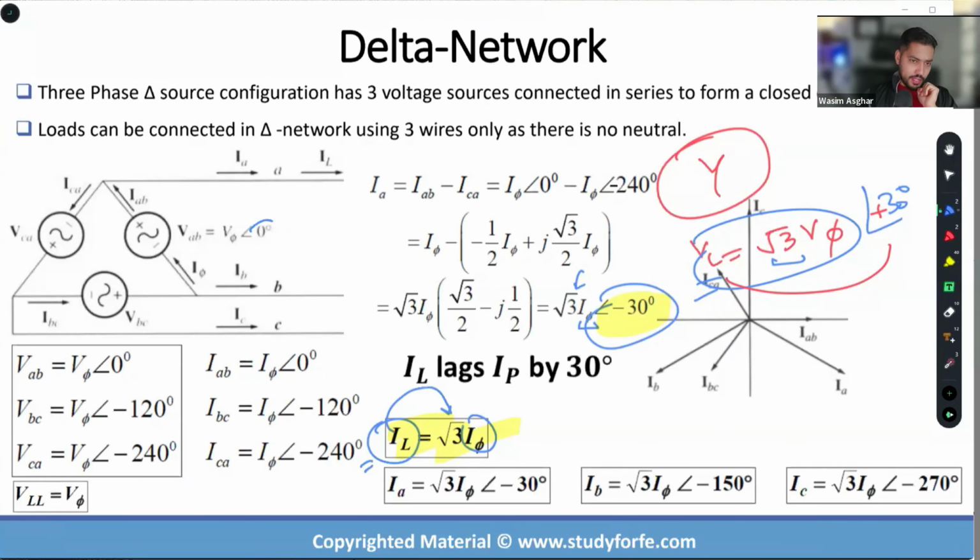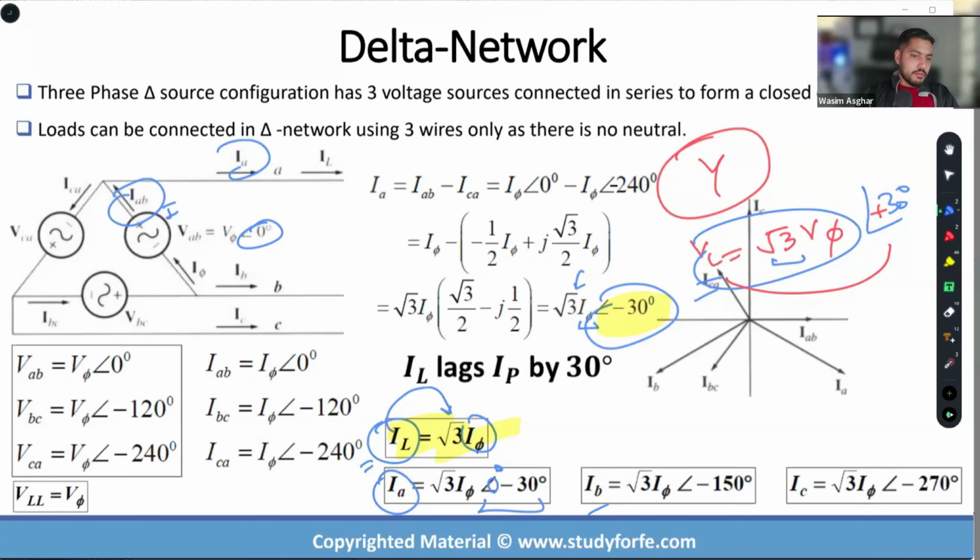And what are the implications? Let us assume that our phase A, VAB, was a reference, right? So it was 0 degrees. Okay. So this is our phase AB, right? The first one that relates to IA. This is going to be 0 minus 30 degrees. Okay. And that's how it ends up being minus 30.